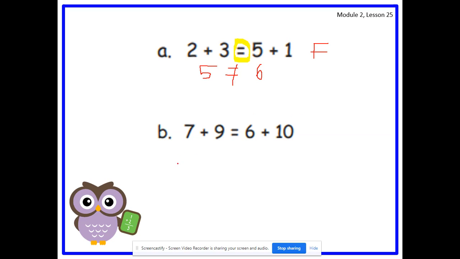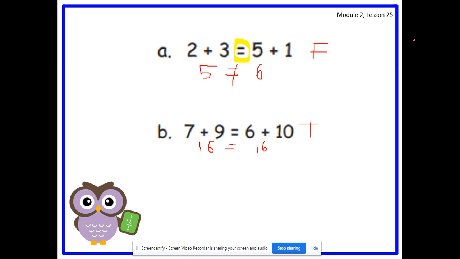Let's check. So, boys and girls, what's 7 plus 9? Get ready. Yes, 16. And what's 6 plus 10? Get ready. Yes, 16. So is this a true number sentence? Get ready. Yes, this is true. You should have put a T for true because both sides are equal.